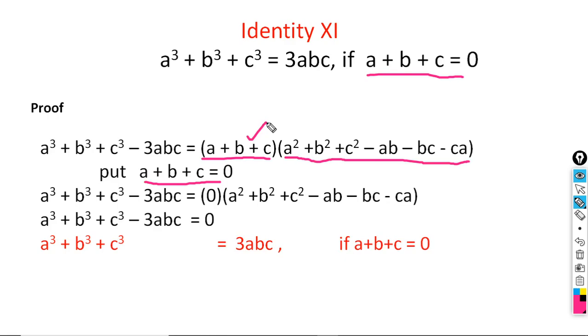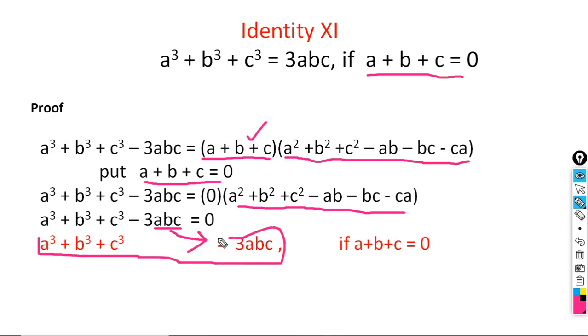When we substitute this value on the right hand side, 0 is multiplied with the whole expression a square plus b square plus c square minus ab minus bc minus ca, and you will get the value of the right hand side as 0. And this 3abc will be shifted to the right hand side, and we prove the identity, that a cube plus b cube plus c cube is equal to 3abc with the condition that a plus b plus c is equal to 0.